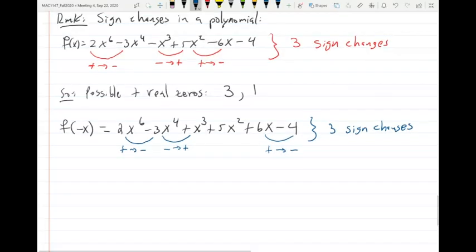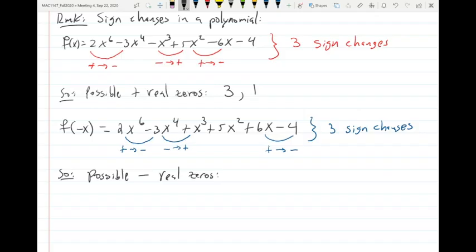So that means, what are the possible negative real zeros for this polynomial that we wrote? We either have 3 or 1. So it's always the same thing, either that number or that number minus an even amount. Okay? If you would have had, I don't know, let's say 6 sign changes, then the possibilities would be 6, 4, 2, or maybe 1. So that's how you write down your list of possibilities.